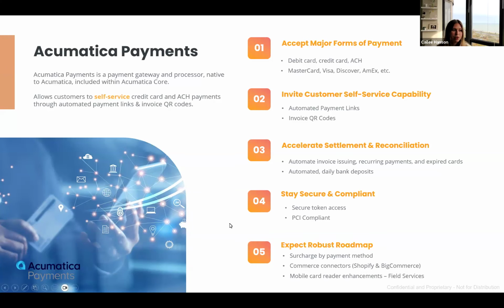And then lastly, a couple of new expected roadmap features. With Acumatica Payments being native within the Acumatica software, they're constantly adding additional roadmap features within the platform. Some that have come out already include surcharging by payment method, being able to push some of those processing fees to customers, which began as a customization project within Acumatica but will begin to be native as well. Additionally, commerce connectors, the ability to use Acumatica Payments within both Shopify and BigCommerce. And a couple of other roadmap items are the mobile card reader enhancements specific to some of the field services features as well.